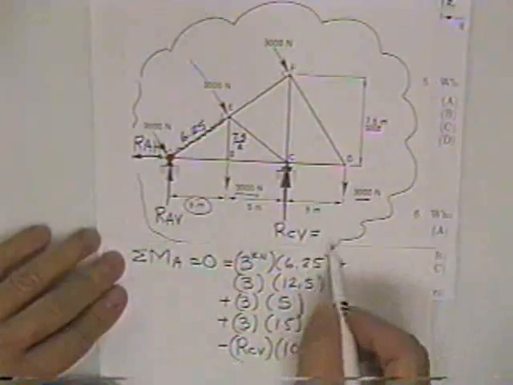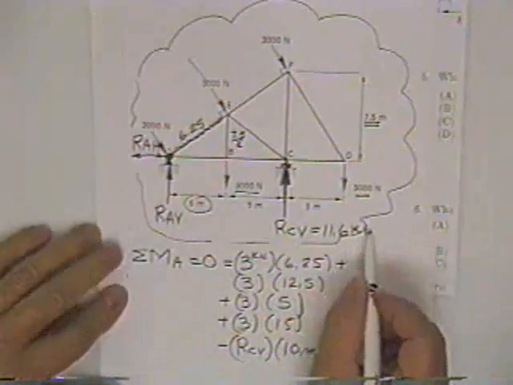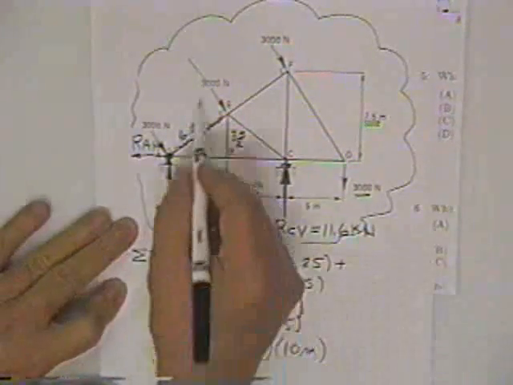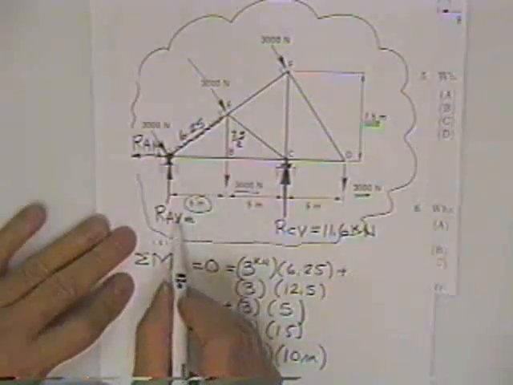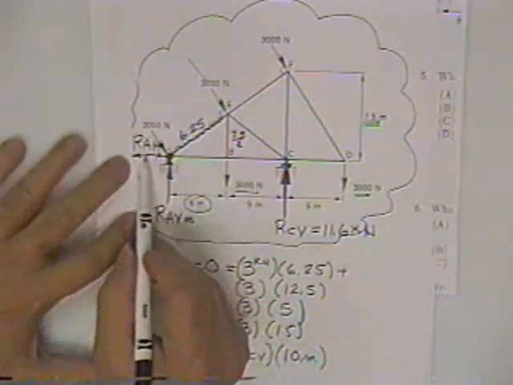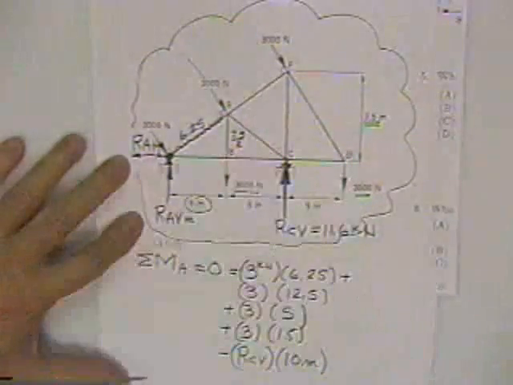Doesn't really matter. Did you already get it? 11.6. Okay, 11.6 kilonewtons. You have to be a little careful because everything else is shown as newtons. Then you get sum forces vertical and get this one. Now, getting the sum force horizontal, you're going to have to break these rascals down into components anyway.